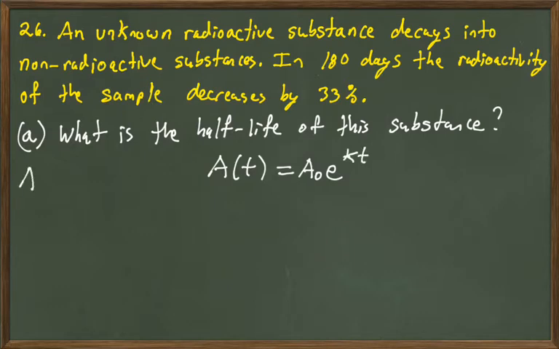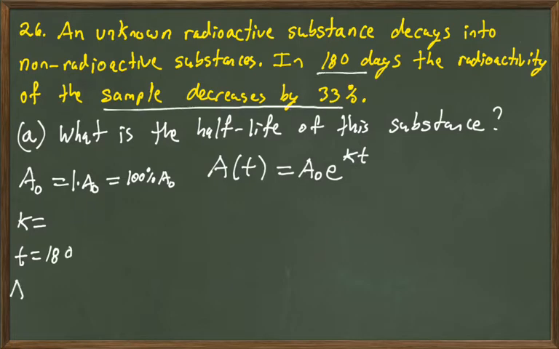Okay, so at the beginning we're going to have 100% of whatever it is, so you can think of that as 1 A naught. It actually doesn't matter how much of the substance we have, but we'll say we have 1 A naught, or that's 100% of A naught there. What else we got going? k, we don't know that. Time, they do give us some information, so they say in 180 days it decreases by 33%. So if it decreases by 33%, that means we have 67% of the original A naught left over.